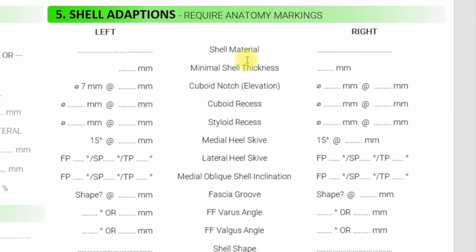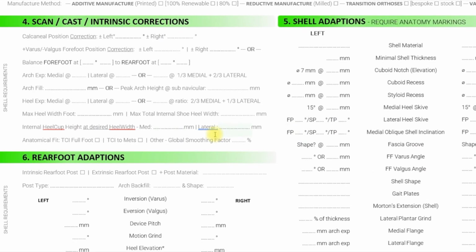the lateral side. So frontal plane, sagittal plane and transverse plane, left and right feet, you indicate what angles that you want, and that's what's reproduced exact to your order. Again, relate this to the medial heel cup height that you have. You need enough space within there to do this.